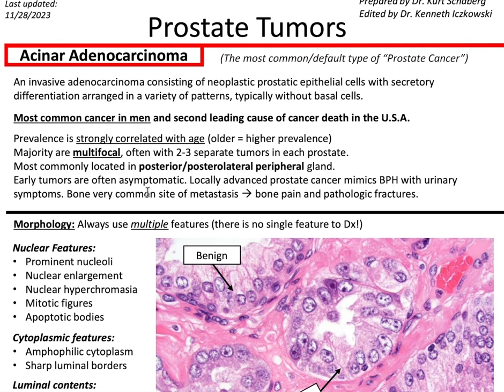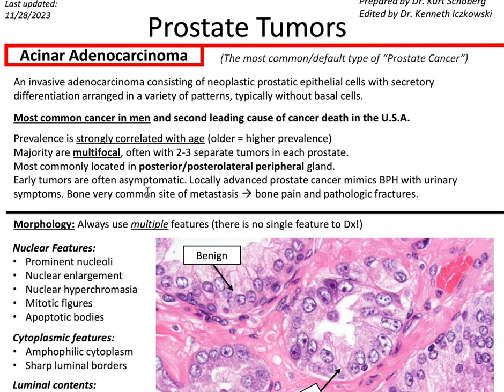When we talk about prostate cancer, the most common cancer is acinar adenocarcinoma, and this has various patterns and is typically without basal cells. Epidemiologically, it's the most common cancer in men and the second leading cause of cancer death in America. Its prevalence is strongly correlated with age. The older you are, the higher the prevalence. And the majority are multifocal, often with 2 to 3 separate tumors in each prostate.